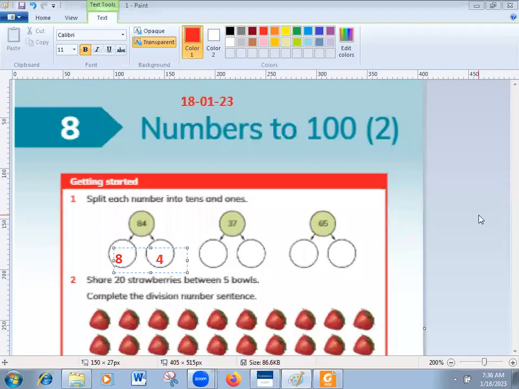So, welcome, boys, to your math class. Today in math class, we are going to start our new unit. The name of the unit is Numbers to 100.